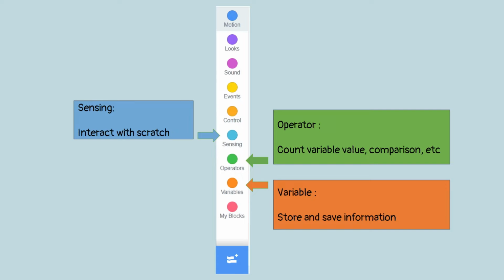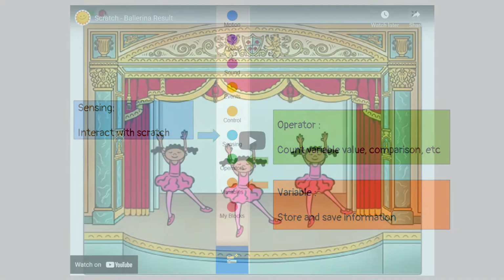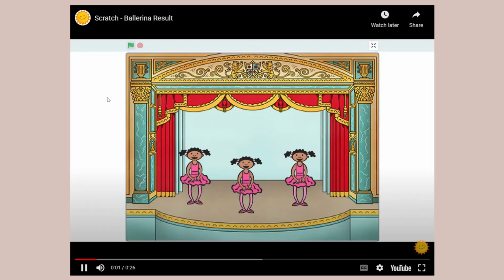Then, there is block sensing. This block is used to do certain things in Scratch. We will use block sensing a lot to create applications that have a lot of interaction, for example applications that ask you something, or games. We will learn to use block sensing, variables, and operators.